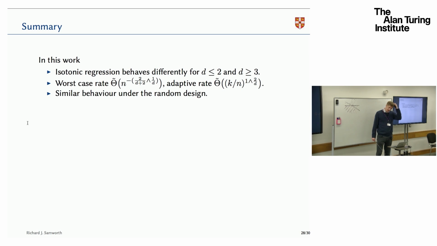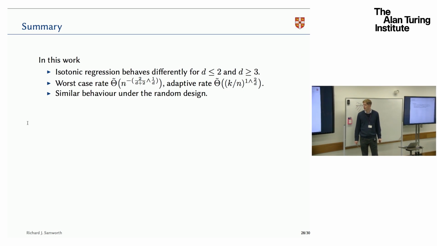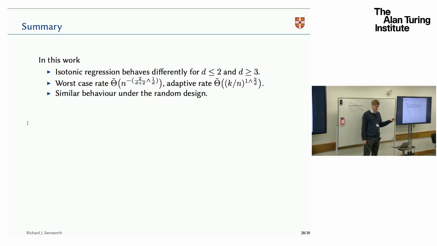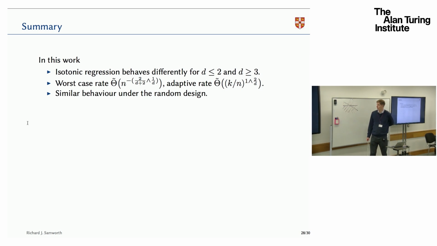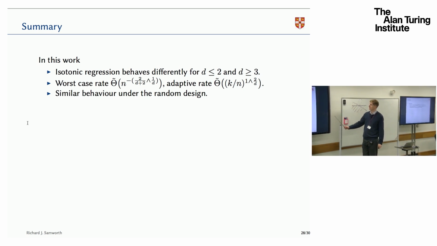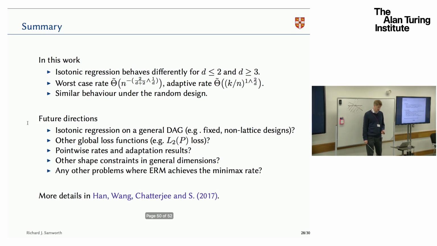Let me wrap up and say that isotonic regression behaves rather differently when d is 1 and when d is greater than or equal to 3, and d equals 2 is a sort of transitional case here. We have a worst case rate and an adaptive rate in the fixed design case, and similar behavior in the random design case. I think there are still lots of open problems.